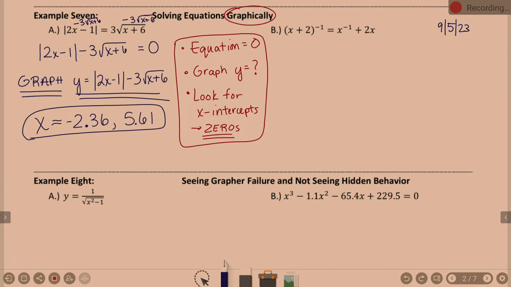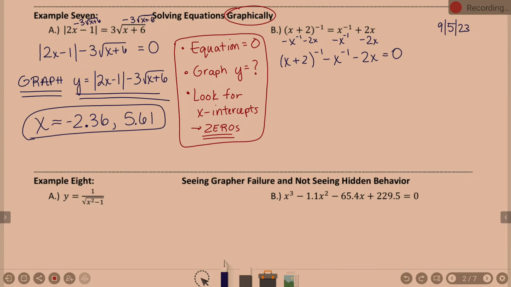If I want to move everything to the left, how do I move an x to the negative 1 term to the left? If it's positive, I'm going to subtract it. How do I move a plus 2x to the left? If it's positive, I'm going to subtract it. So I'm going to subtract both of those things over on this other side. So I'm going to have x plus 2 to the negative 1 minus x to the negative 1 minus 2x equals 0.